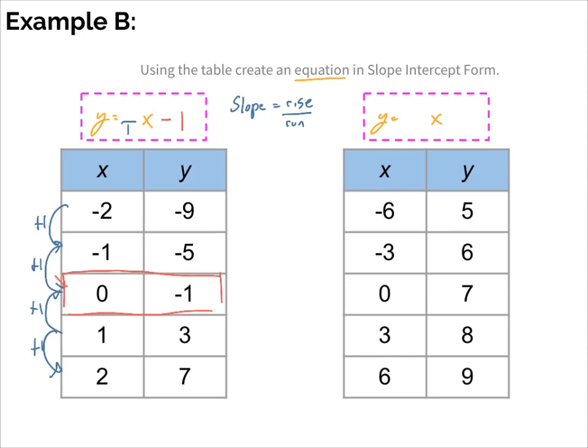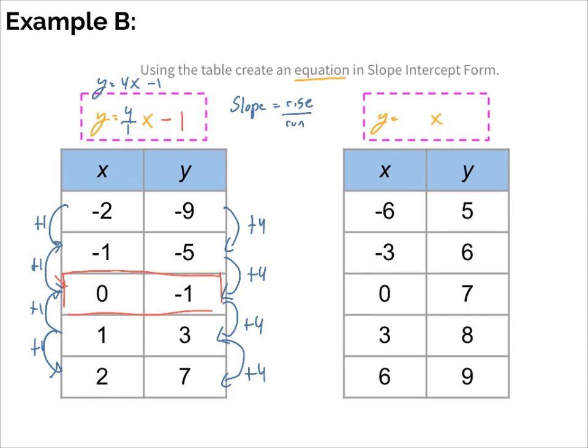So how much is it going up or down by? So this one we see that it's going up 4, up 4, up 4, and up 4. So our rise is going to be 4. So our first equation is y equals 4 over 1x minus 1, or you can simply write that as y equals 4x minus 1.